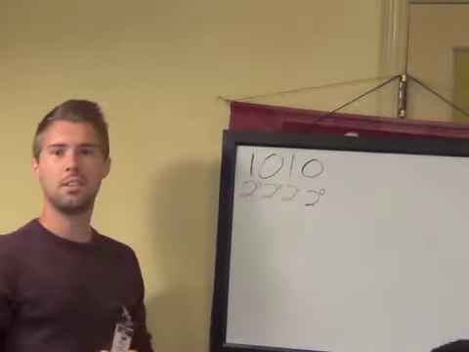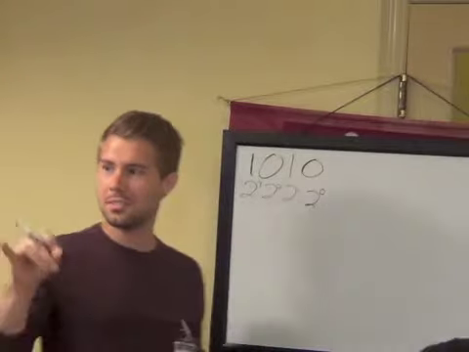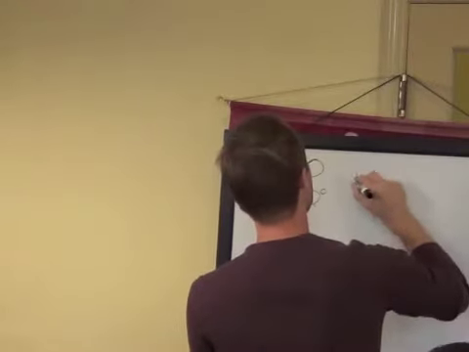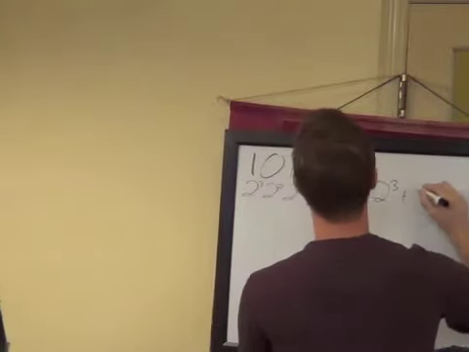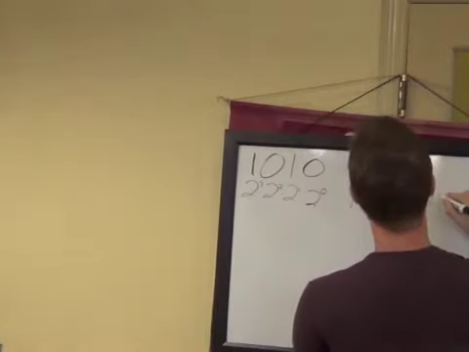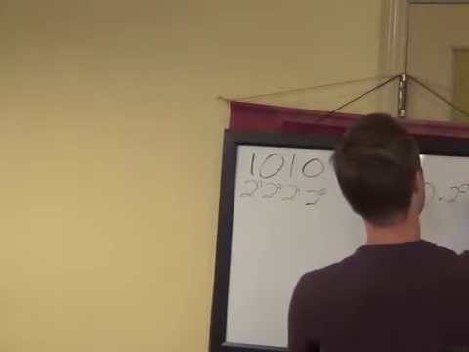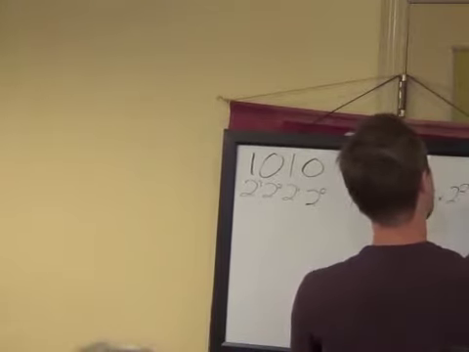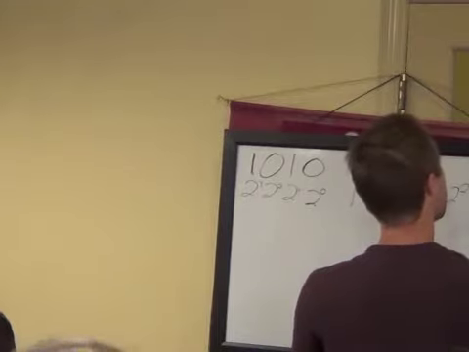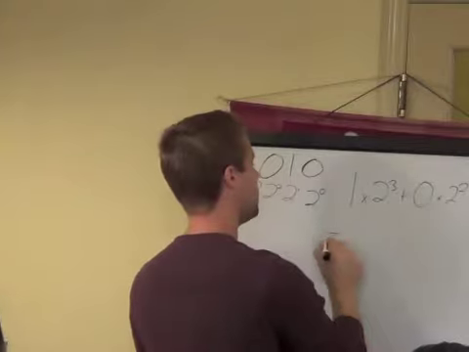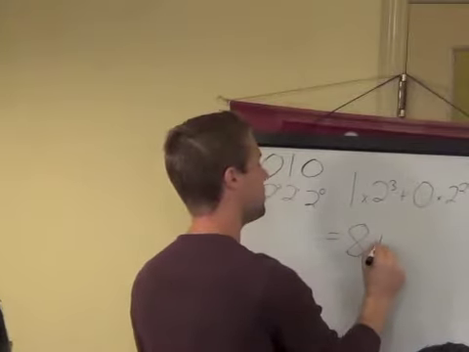What's 2 to the third power? 8. Okay, excellent. I just wanted to see who's answering me. So we start off with 1 times 2 to the third power. 0 times 2 to the second power. 1 times 2 to the first. 0 times 2 to the 0th power. And as Jeremy said, that is 8.